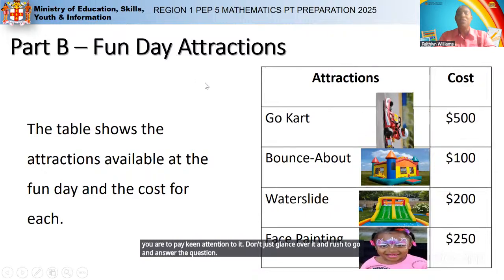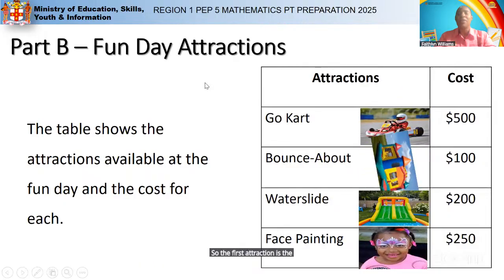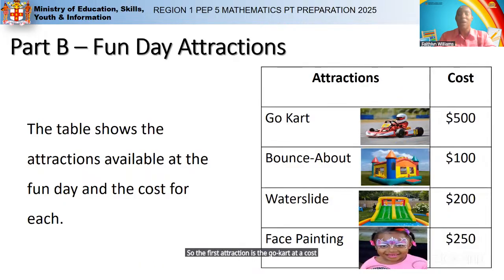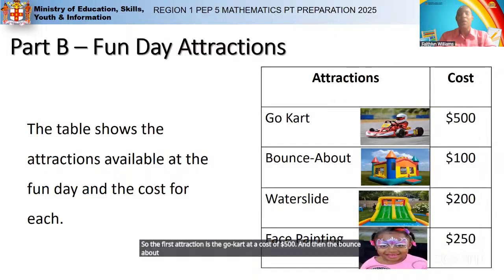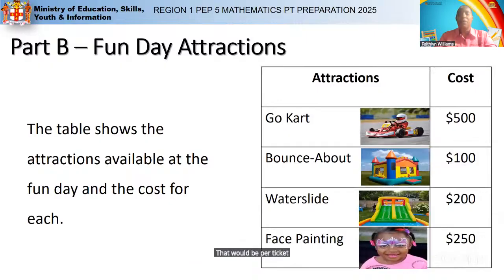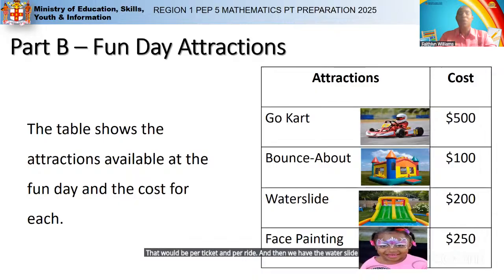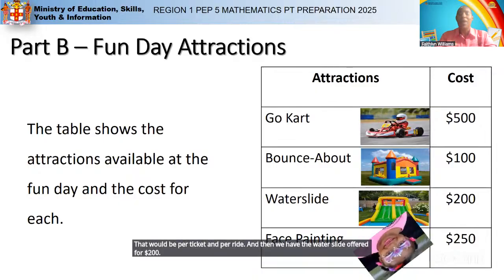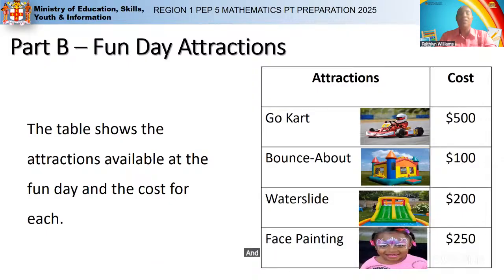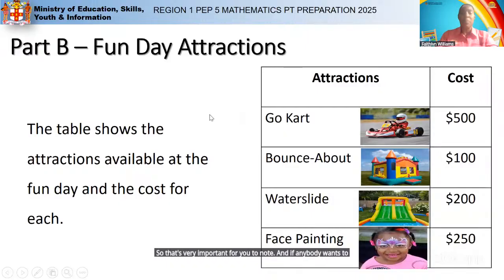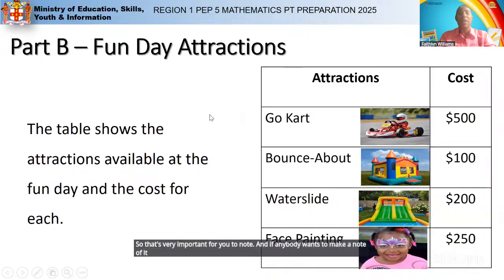So the first attraction is the go-kart at a cost of $500 and then the bounce about for $100. That would be per ticket and per ride. And then we have the water slide offered for $200 and beautiful face painting for $250. So that's very important for you to note. And if anybody wants to make a note of it in your book, go right ahead and do so.